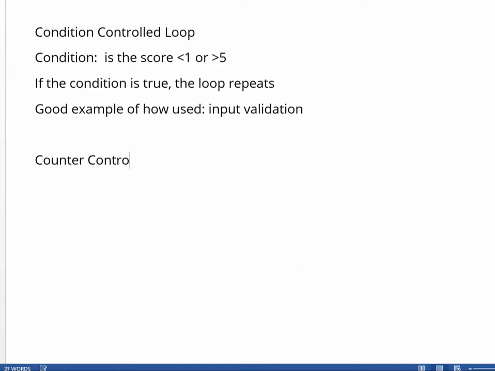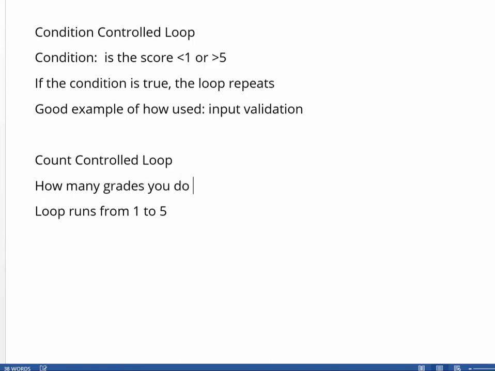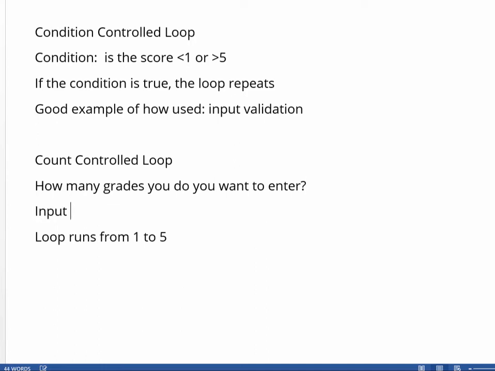Another type of loop we have is called a counter-controlled loop, or the book actually calls it a count-controlled loop. This would be where you would say the loop runs from 1 to 5, just like the example we looked at a minute ago with the averaging. It's going to run the loop 5 times. Now that number may not always be 5. You may ask the user, how many grades do you want to enter? And you may pull that into a variable, number of grades. So you might be going from 1 to number of grades, whatever that is.